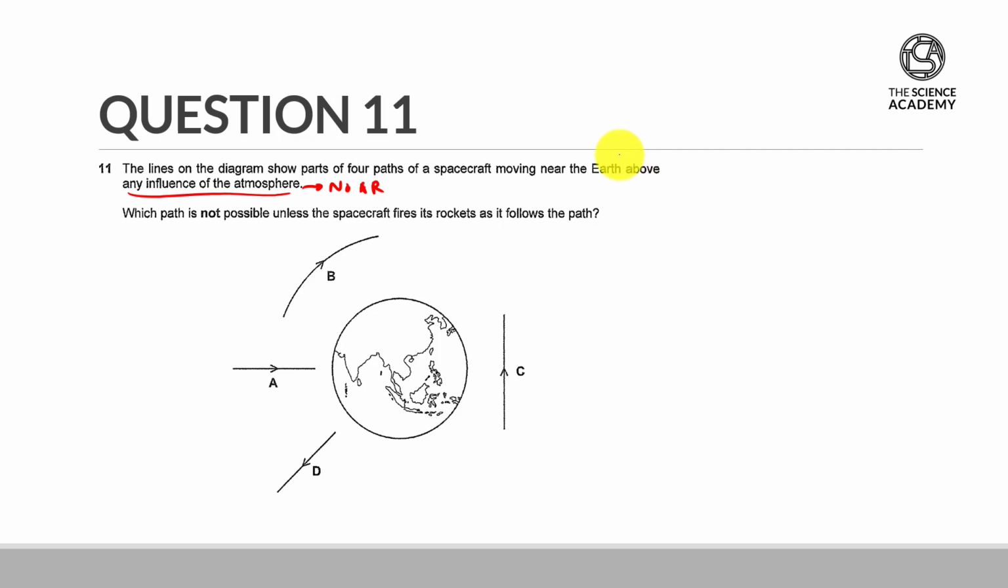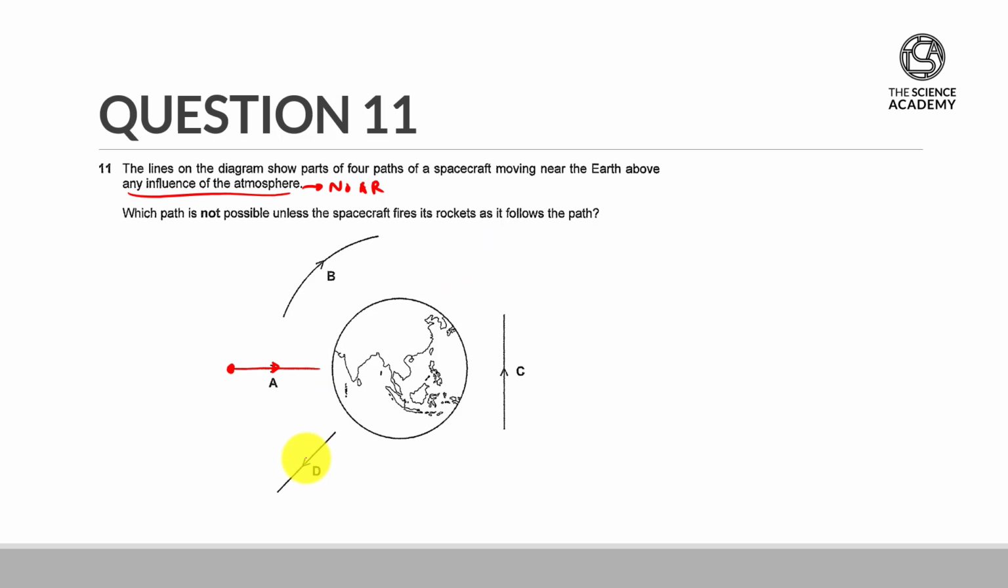Now, let's deal with the obvious one first. For option A, the spacecraft does not have to fire the rocket or essentially exert an external force, because if let's say we have the rocket over here, gravity will naturally pull it down.